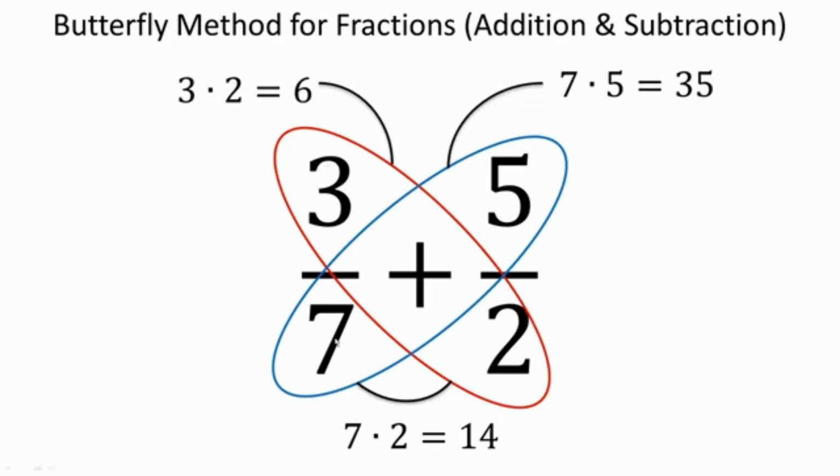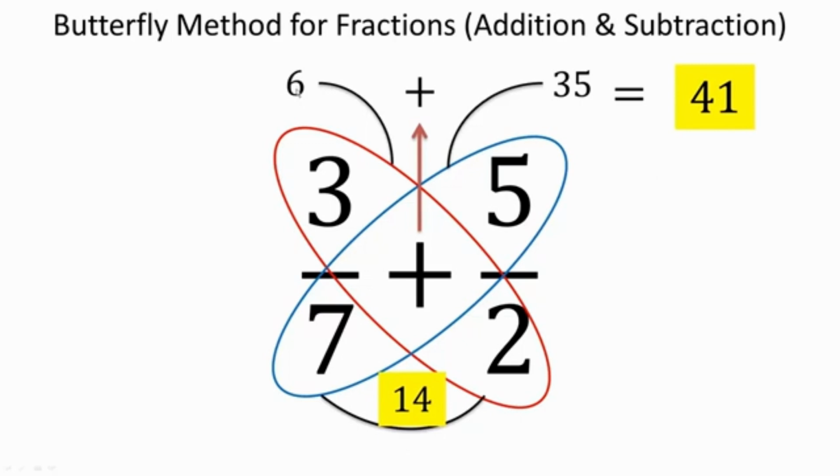Then we multiply 7 times 5 and we get 35. Next, we multiply 7 times 2 and get 14. So we're taking this diagonal here, 3 times 2, and get 6, and this diagonal here, 7 times 5, to get 35, and then the bottom, 7 times 2, to get 14.